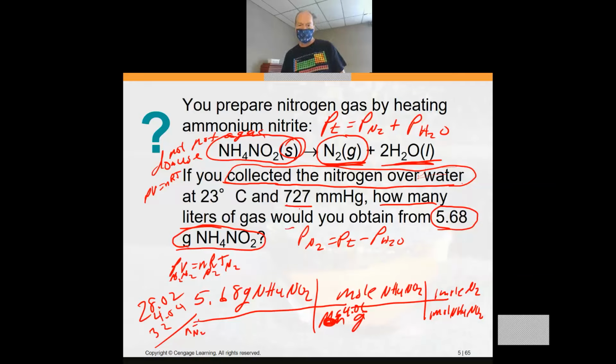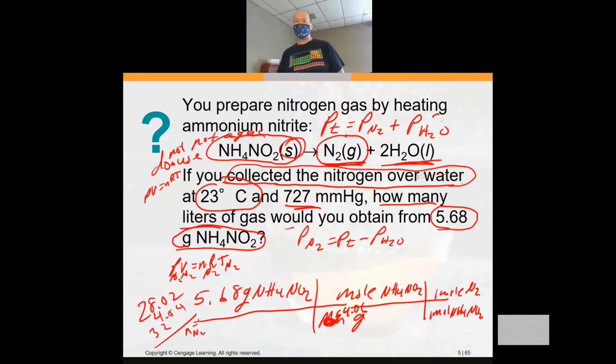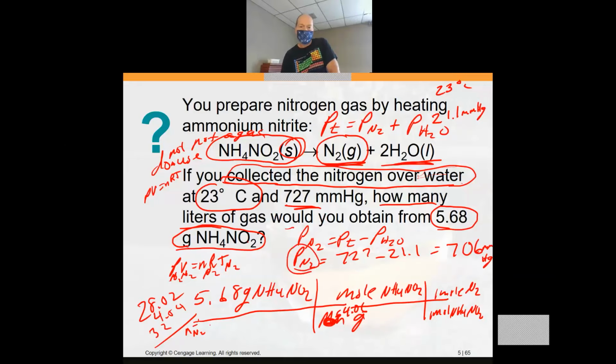This is the total pressure. We look up our chart at 23 degrees Celsius. If we go back and look at 23 degrees Celsius, we get 21.1 millimeters of mercury, because that's on table 5.6. And so our pressure of nitrogen is our pressure total, 727 minus 21.1, and that gives us 706 millimeters of mercury. So there's our pressure of nitrogen. Here is our moles of nitrogen.